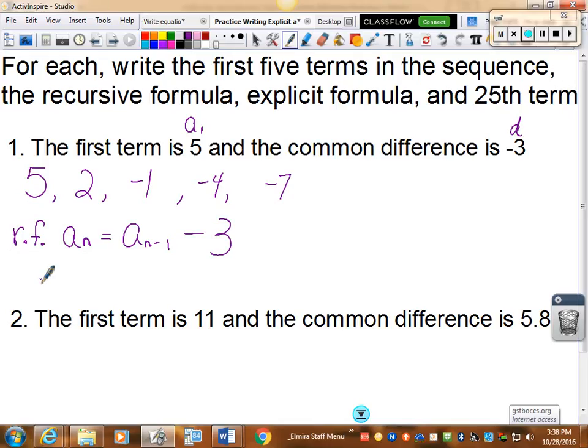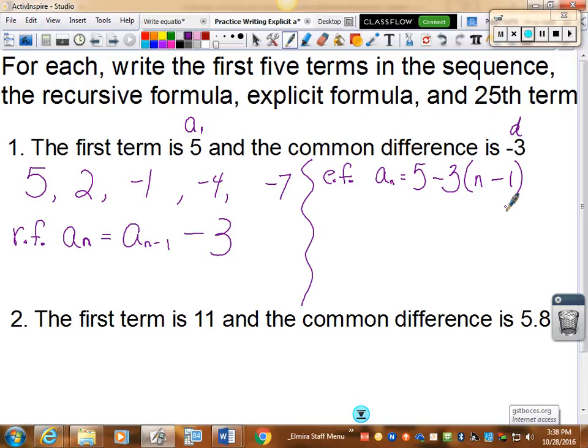Alright, so I found the first 5 terms. I've done the recursive formula. Let's do the explicit formula. Okay, that is a sub n equals my first term, 5, minus 3 for my d, parenthesis n minus 1. So there's my explicit formula.